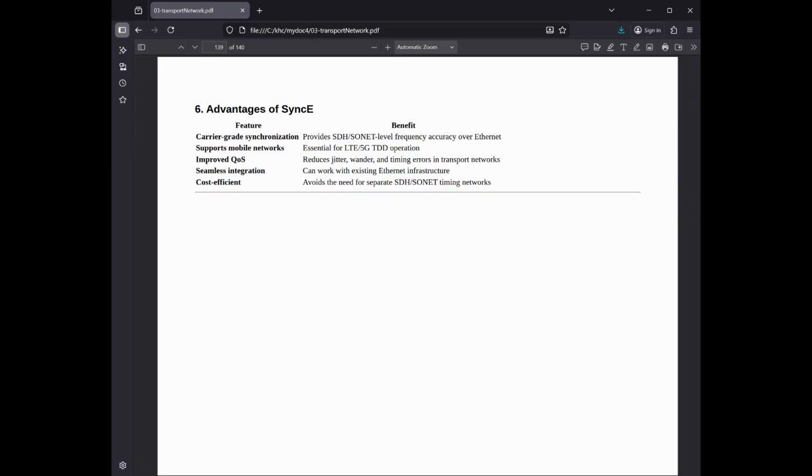PTP assistance. Hybrid mode. In 2026, the gold standard is hybrid mode. SyncE handles the frequency, the speed of the clock, which allows PTP, IEEE 1588v2, to focus only on phase, the time of day. This combination achieves sub-nanosecond accuracy much faster than PTP alone.